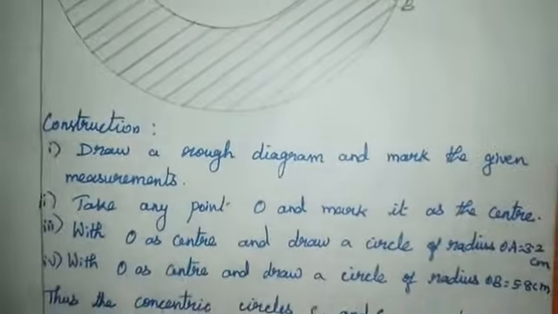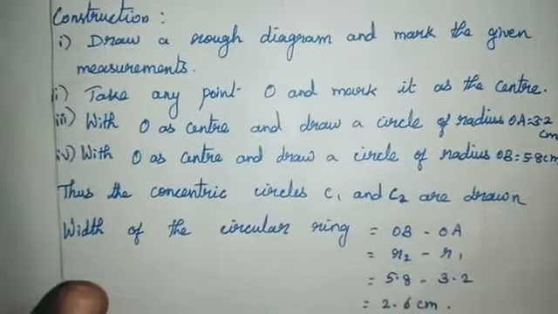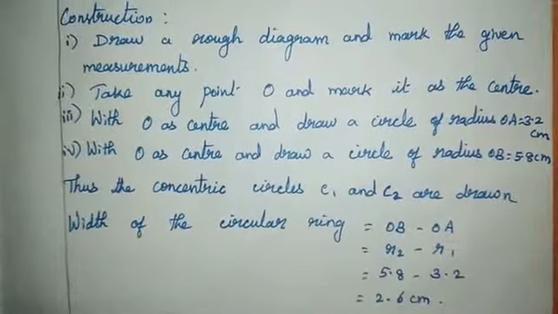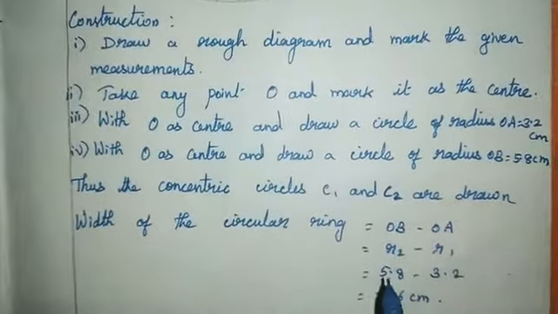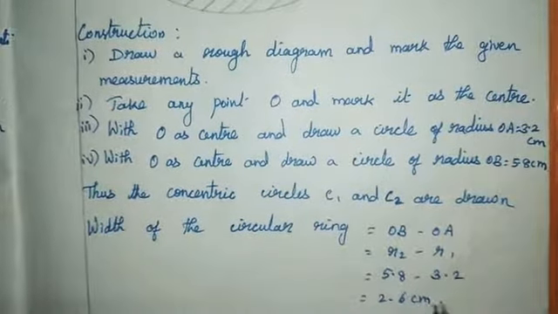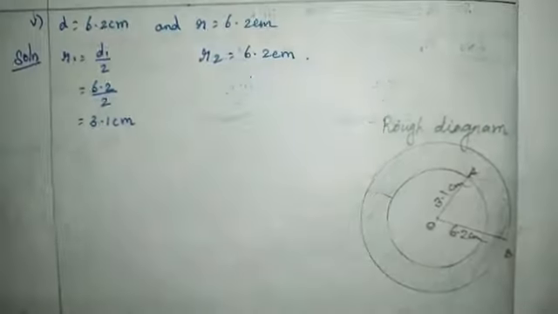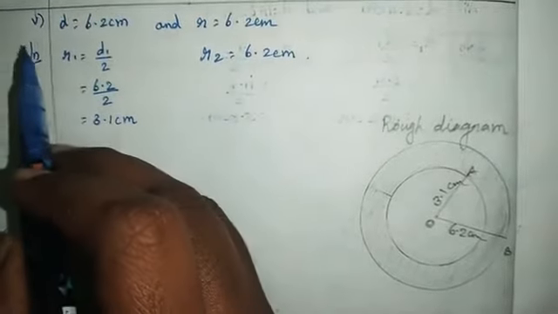After constructing these concentric circles, you have to write the construction. Then you have to find the width of the circular ring. The width of the circular ring can be found by the radius of the outer circle minus the radius of the inner circle. That is 5.8 centimeters minus 3.2 centimeters, which is equal to 2.6 centimeters. Let's see one more sum.